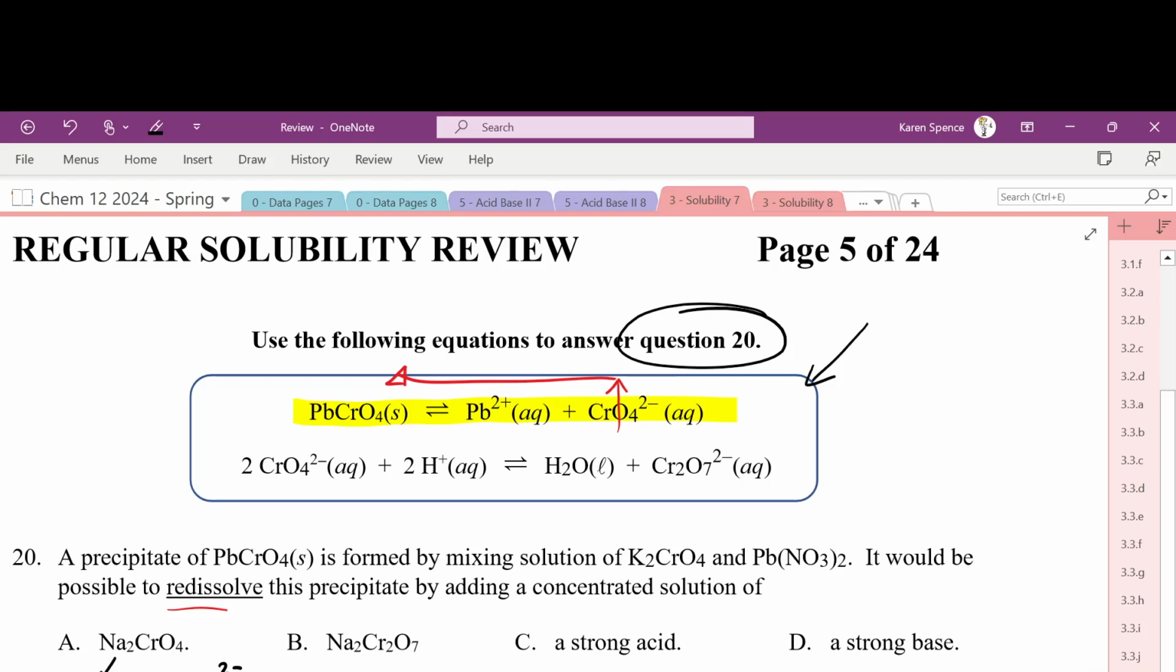Okay? Now, what if we add dichromate, Cr2O7 2-? Well, that's going to affect our second equilibrium. It will cause it to shift to the left, which will cause the chromate ion concentration to increase, which will cause this to shift to the left, which means that less is dissolved, not more. So far, so good? Okay. A strong acid.